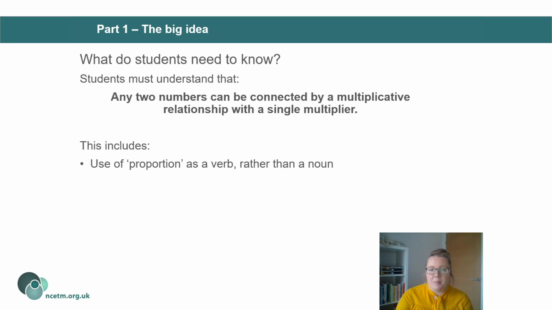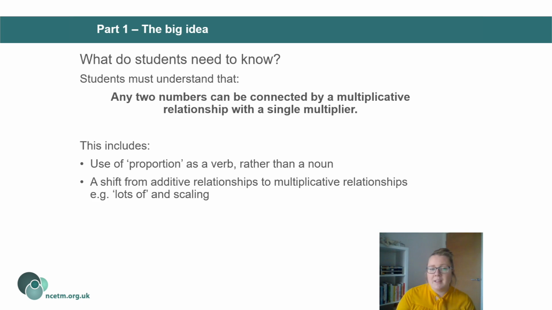Students will be used to being asked questions where one thing is as a proportion of another. That might include writing things as fractions or writing things as percentages. However, we want to move them on into thinking about proportional relationships where things are in proportion to one another. This means that they need to shift their thinking from the use of additive relationships to multiplicative ones.